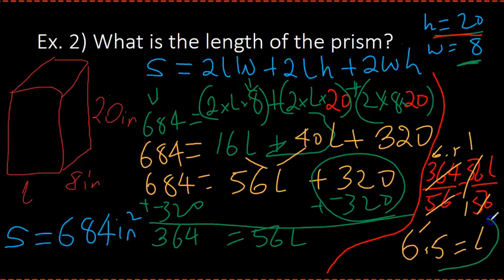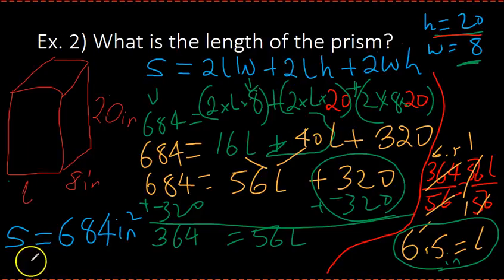Done. So the length of this prism is 6.5 inches. And if we like, you can check it. You can plug L into this equation and multiply and then add and see if you get the surface area. That's how you can check your answer.